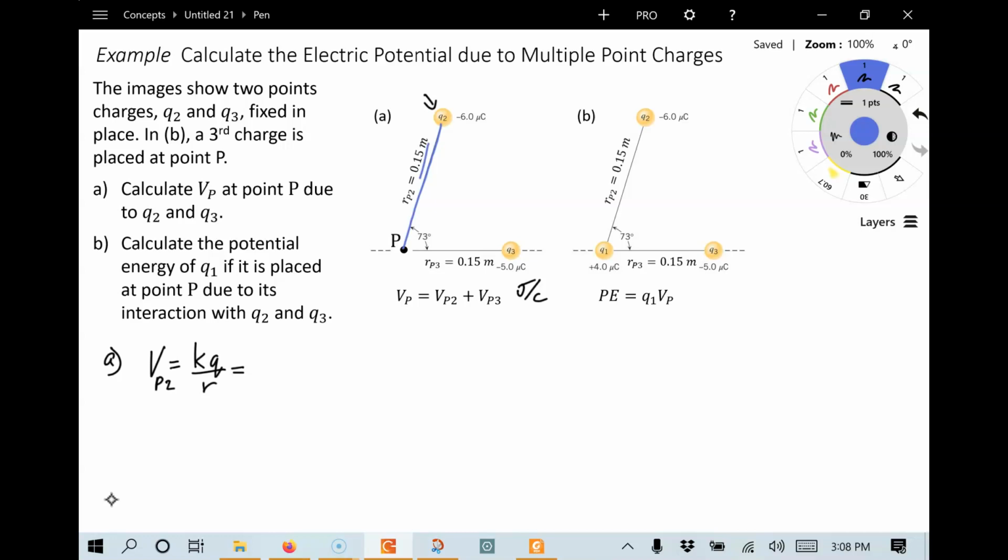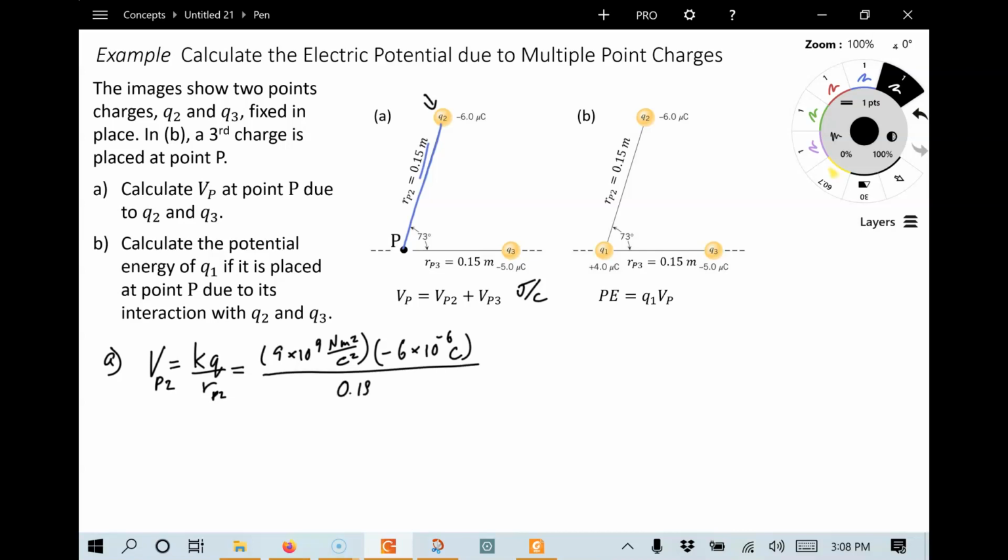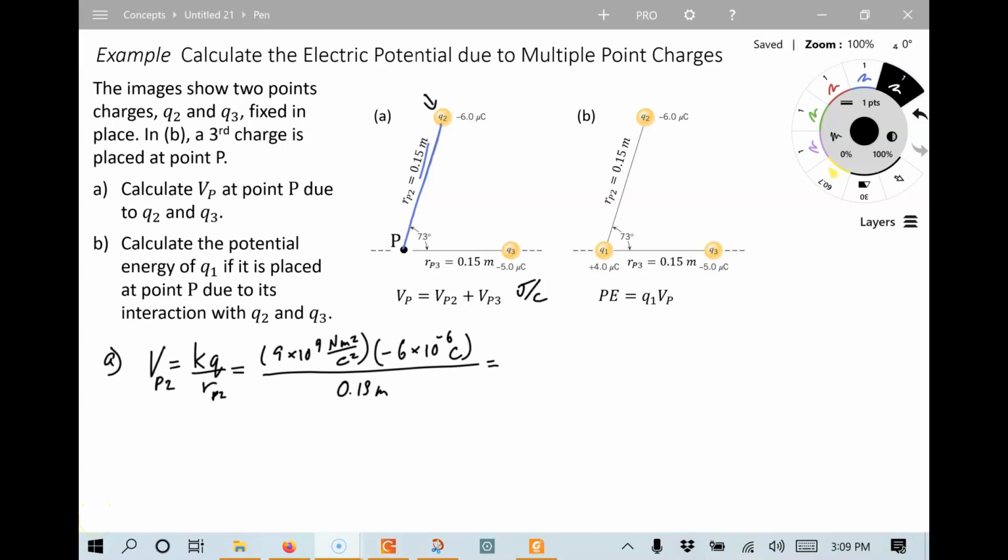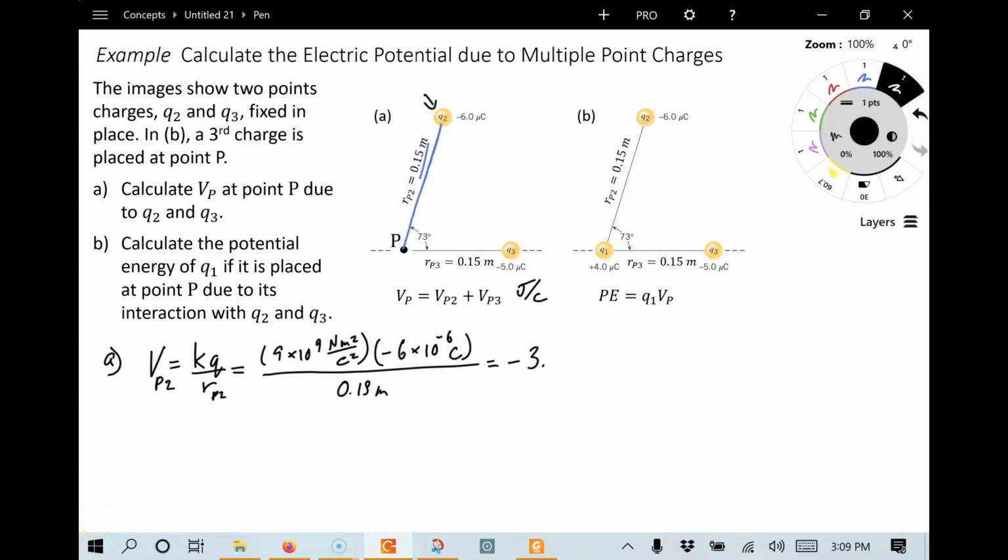Sometimes we write this as r_P2, and we know the value of k, 9 times 10 to the 9th newton meters squared per coulomb squared. Q is minus 6 microcoulombs, and the distance is 0.15 meters. Put that in the calculator, we get an answer of minus 3.6 times 10 to the 5th joules per coulomb.